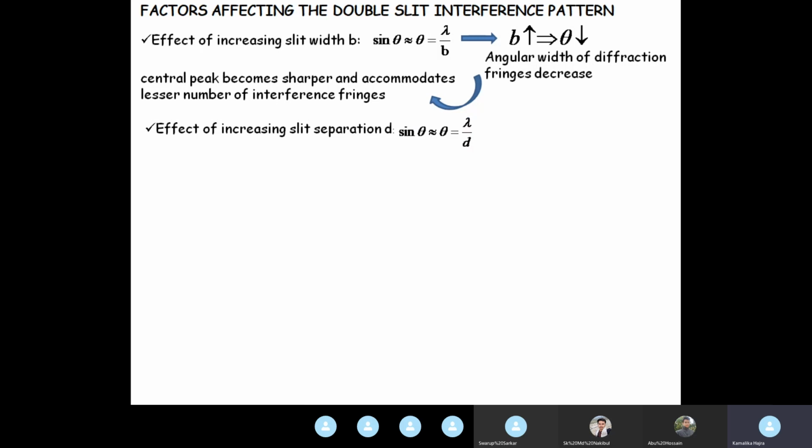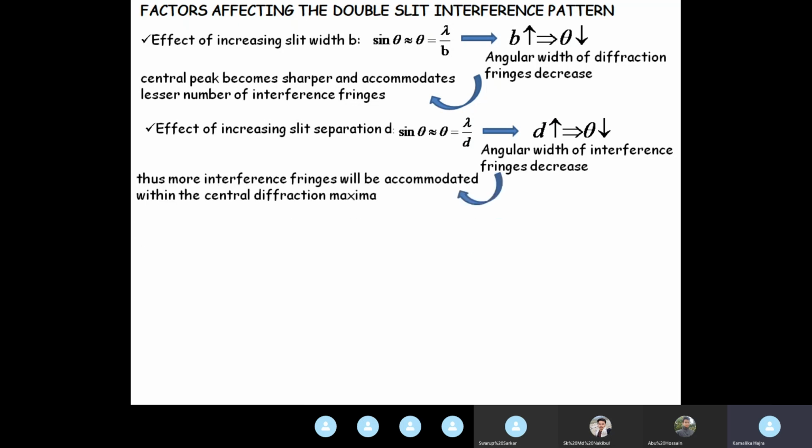Now theta, the angular width between interference maxima, is given by lambda by D. So if D is increased, then this theta decreases. All right, so the angular width of the interference fringes will become lesser, and that would mean that more interference fringes will be accommodated within the central maxima.